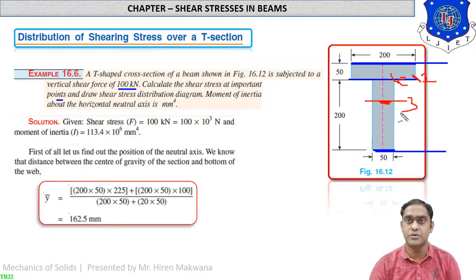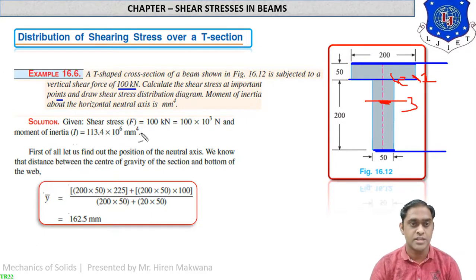And out of these three values, one value will be maximum. The maximum value will be at the center of gravity, as we know, or it may be at layer 1 or layer 2. You can see in the figure. We don't know where the shear stress will be maximum. So we just want to calculate these values, and then after drawing the diagram, we will check which shear stress is having the maximum value.